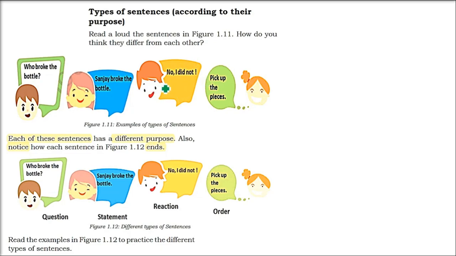No, I didn't. Now here, there is an emotion involved, a feeling involved. No, I did not. So we have an exclamation mark here. So first, question plus question mark. Third, it was not a question, it was an exclamation. Now one more girl is saying, pick up the pieces. This is just a statement, but she is giving some order, or she is requesting. So these are different kinds of sentences depending upon how we use them.